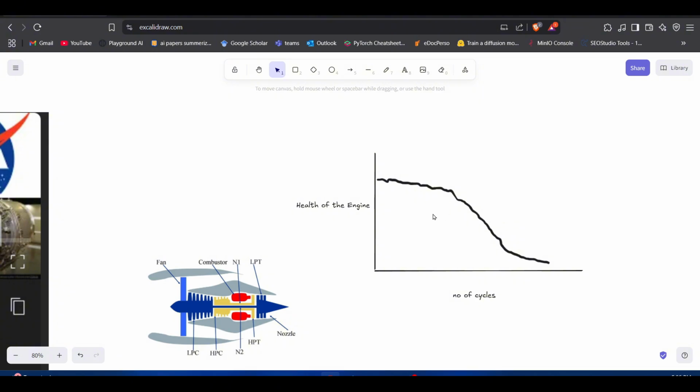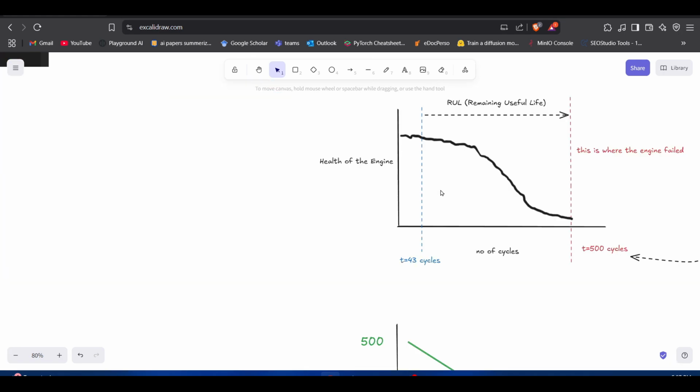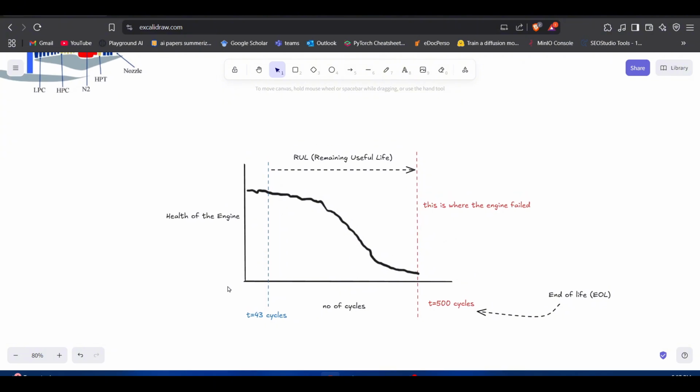All right, so that is the goal. For each time when our engine is running, for example this particular time interval, we need to predict for how many more cycles this engine can run, or at what cycle it will fail. Here I gave an example. Let's say this is my curve, the health of the engine curve, and let's say my engine failed at the 500th cycle. I wrote here, this is where the engine failed. And this 500th cycle is what I call end of life.